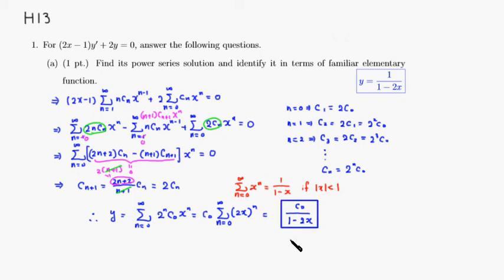So that's it. Oh, actually, my answer should have C0 in there. So the answer is C0 times 1 over 1 minus 2x. All right, that's it. I hope that this was clear.